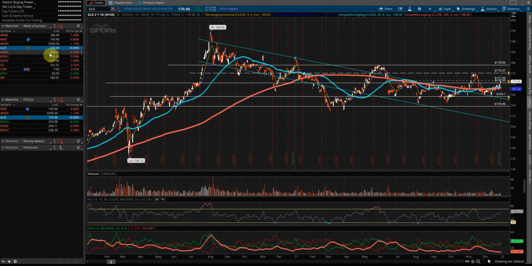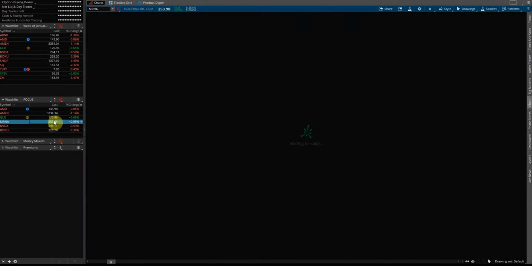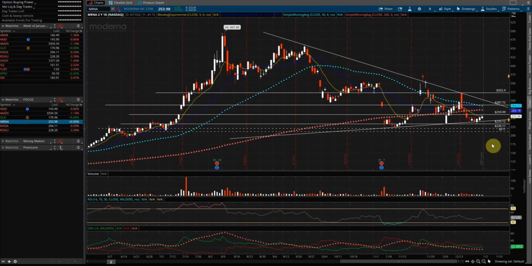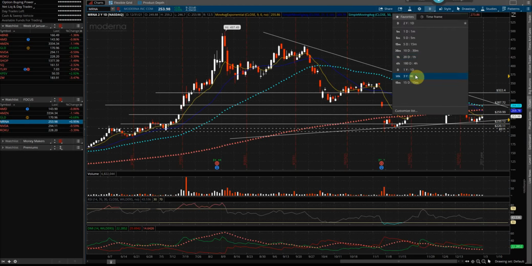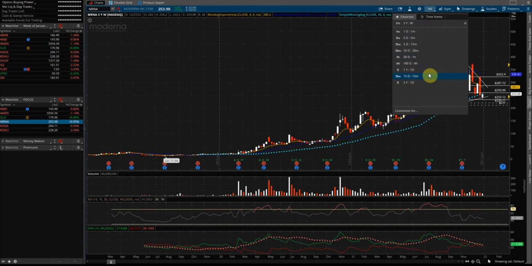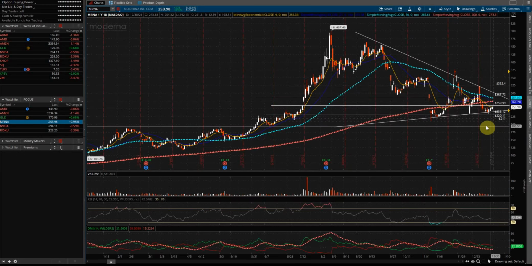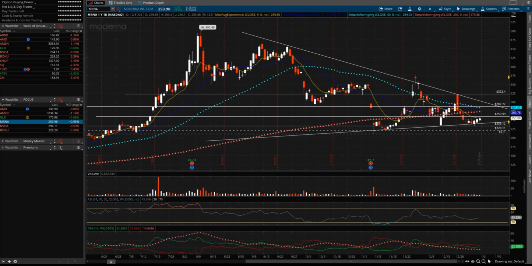Next up, we have Moderna. Under 233, Moderna can get really ugly. It'll be under the trend line support, under the weekly 50 SMA, under all the moving averages on the daily, and under the major support. So 233 is a very, very critical point for Moderna.